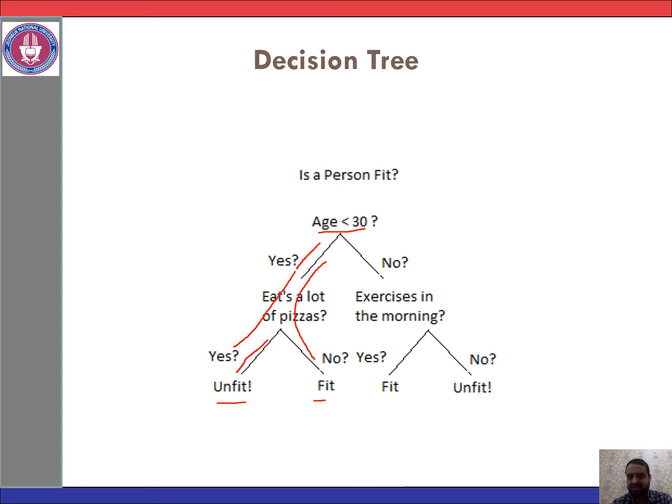In the second scenario, if he is greater than 30, then whether he is doing exercise or not in the morning. If he is doing exercise, then definitely he will be fit. But if he is not doing exercise, then there are more chances that he will not be fit. So basically the decision tree breaks down the features and gains the information, and in the final step it gives us the predicted class.